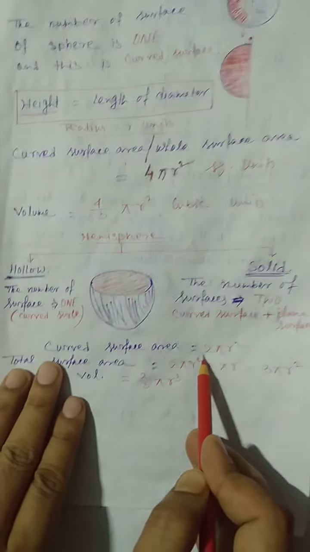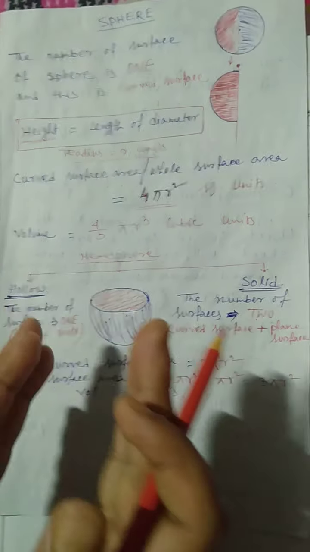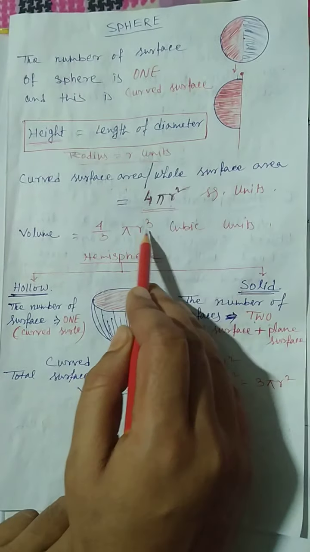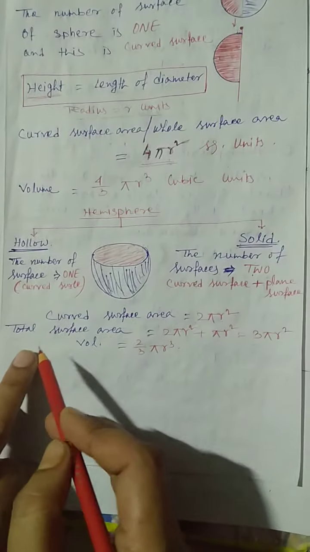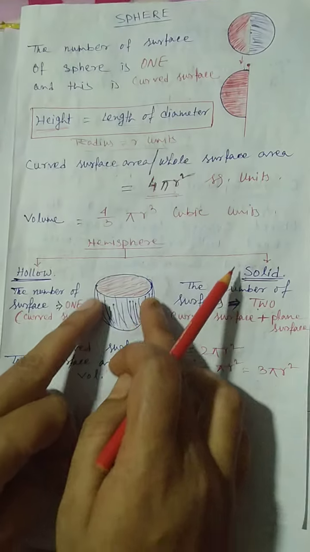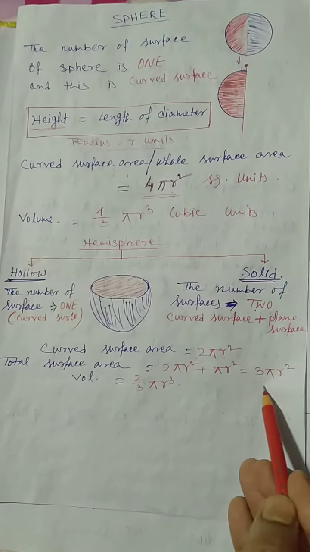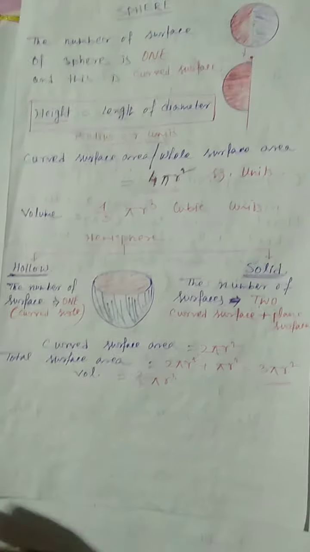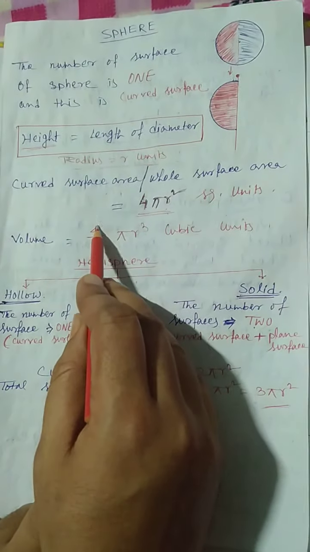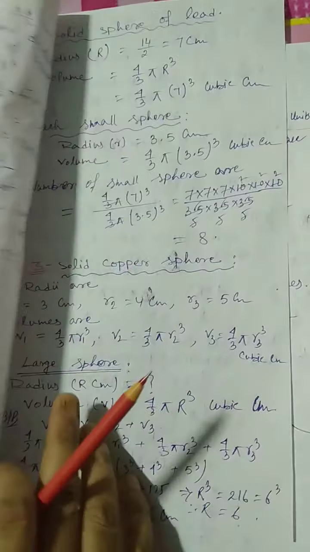The total surface area of the sphere is 4 pi r square, and the curved surface area of the hemisphere will be 2 pi r square, because 4 pi r square by 2 is 2 pi r square. And the total surface area for the solid hemisphere is curved surface area 2 pi r square plus this circular portion, pi r square, so that is 3 pi r square. And volume of the hemisphere is 2 by 3 pi r cube, because volume of the sphere is 4 by 3 pi r cube and for the hemisphere, that is 2 by 3 pi r cube.